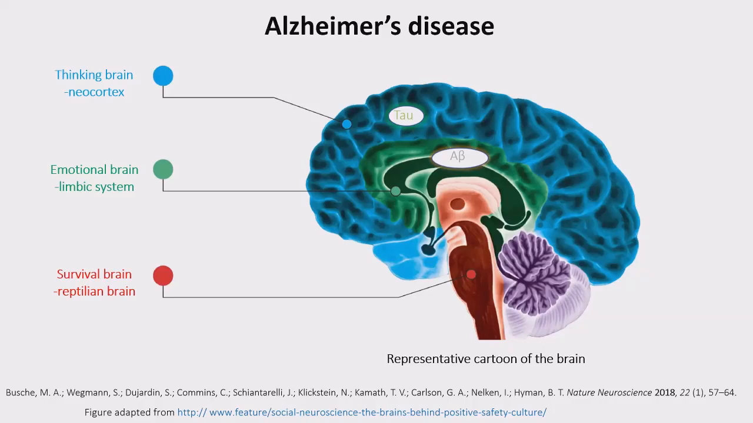So what would be ideal is to be able to detect those misfolded proteins in a selective fashion, the tau and the A beta protein in the brain at different stages of the disease, because that would be an indication of how much the disease has advanced.